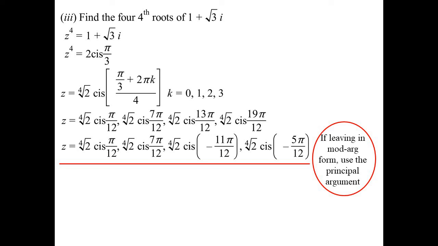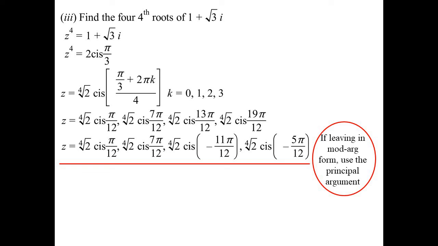And that's what I was saying before. If you are going to leave your answer in mod arg form, which I am in this case, then you go back to the principal argument. So the first one's okay, the second one's okay. 13 pi on 12 becomes minus 11 pi on 12. 19 pi on 12 becomes minus 5 pi on 12.